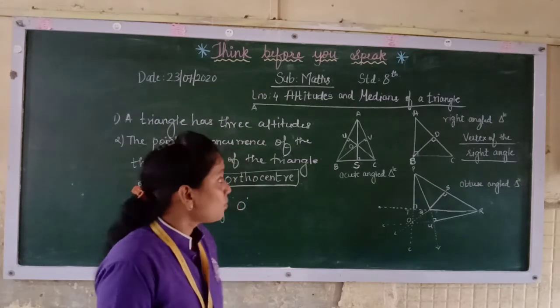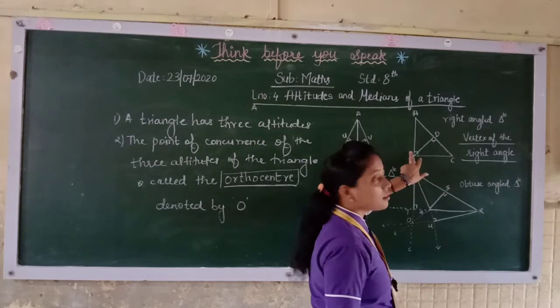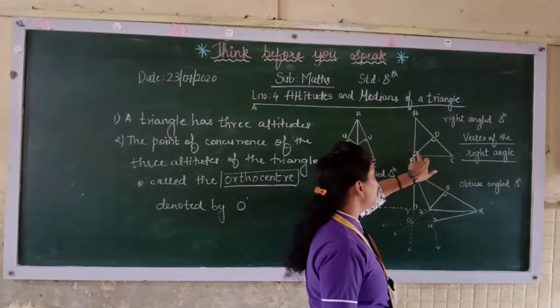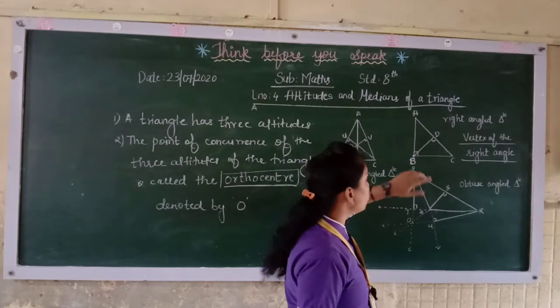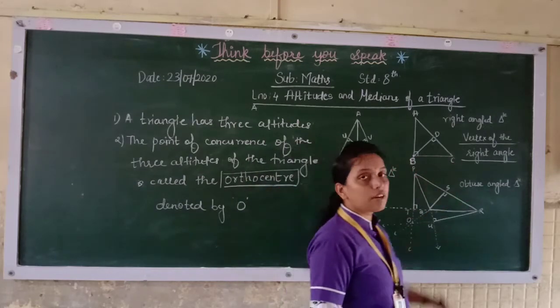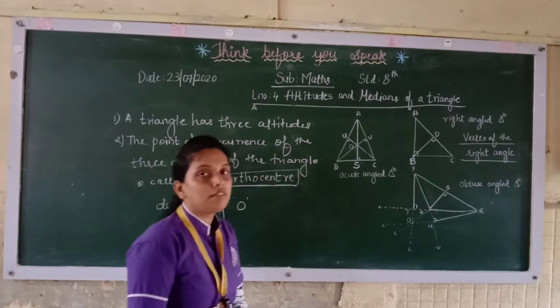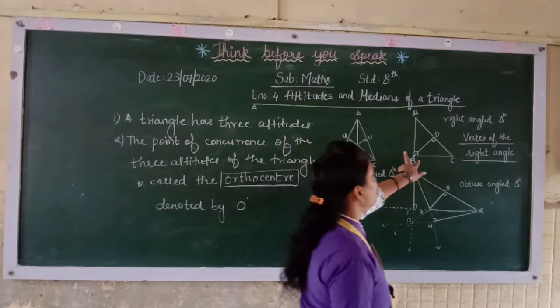Further, vertex of the right angle means not this vertex, the vertex containing the right angle. See, B is containing the right angle over here. So here only the orthocenter will come. Means B is the orthocenter for right angle triangle. So remember, the orthocenter for right angle triangle will be the vertex containing the right angle.